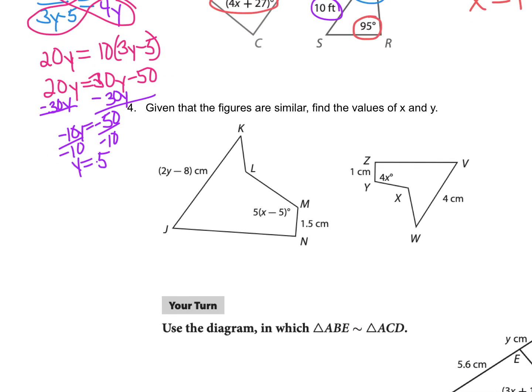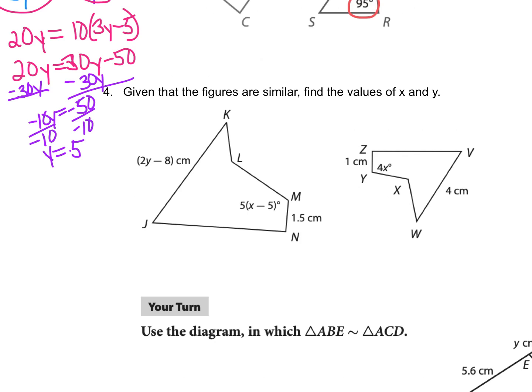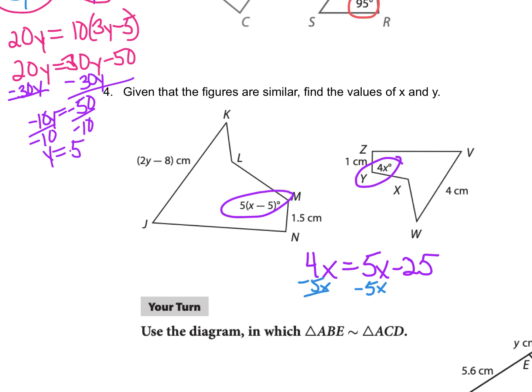Alright, so let's do this one. Again, the angle is easy. 4x equals 5x minus 25. I just went ahead and distributed that. So subtract 5x from both sides. I get negative 1x equals negative 25, so x equals 25.